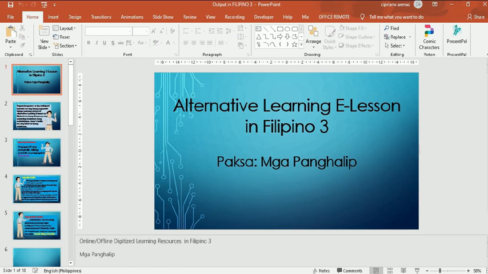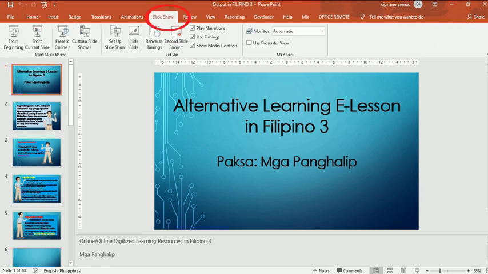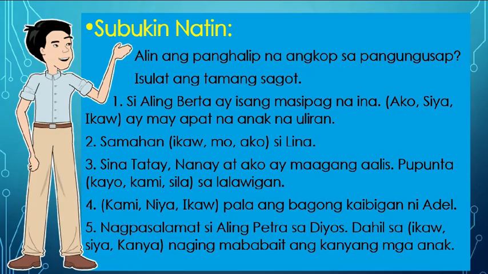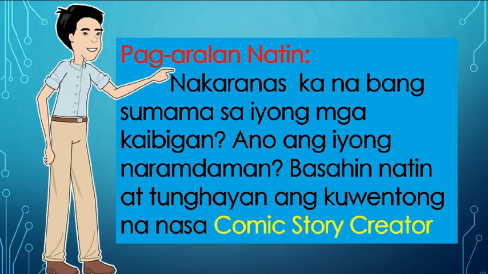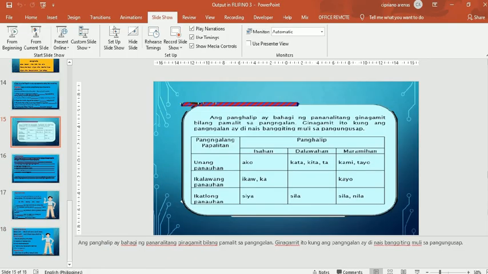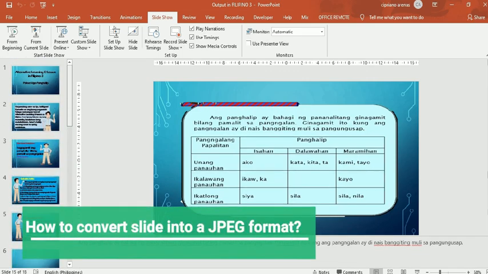and then we can now edit or we can play our output. Let us click slideshow if we want to preview our output slideshow from the beginning. Now we have our PowerPoint presentation. This time, we will learn how to convert slides into a JPEG. How are we going to do this?